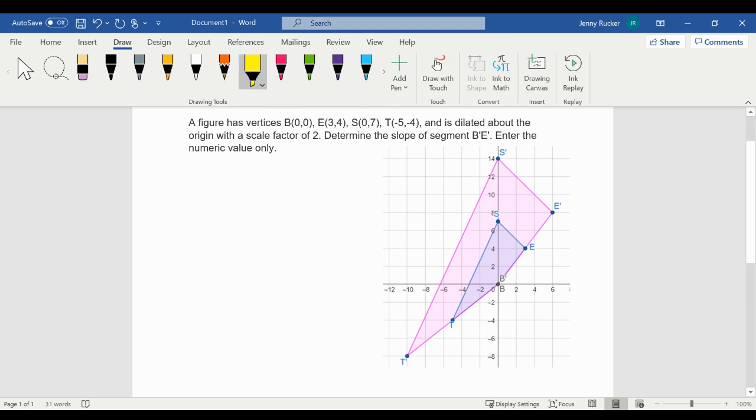We're focusing in on the length of segment B prime E prime. We want to look at how that relates to the slope of segment BE, which is the corresponding pre-image. What we notice is that B is the endpoint of segment BE or B prime E prime, and it was located at the origin. We dilated about the origin, so the segment is passing through the center of dilation.